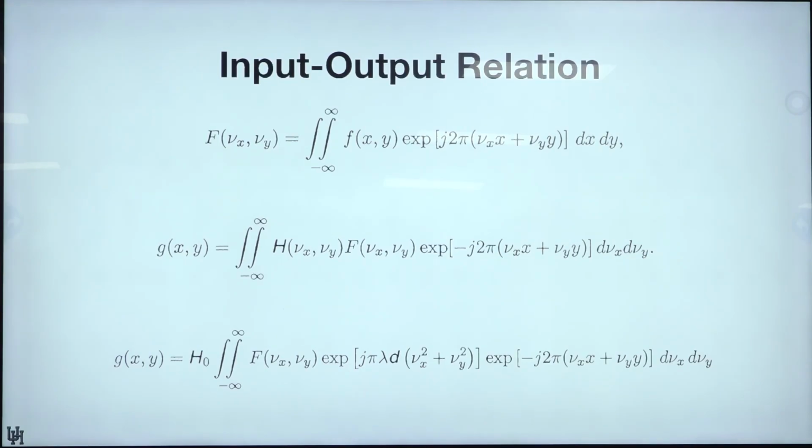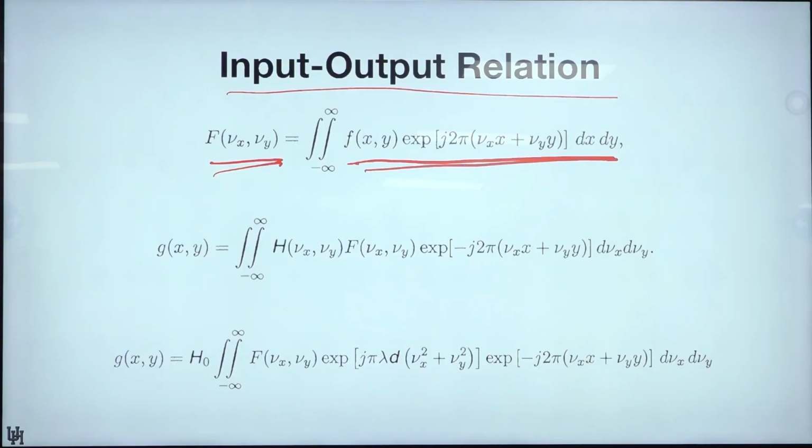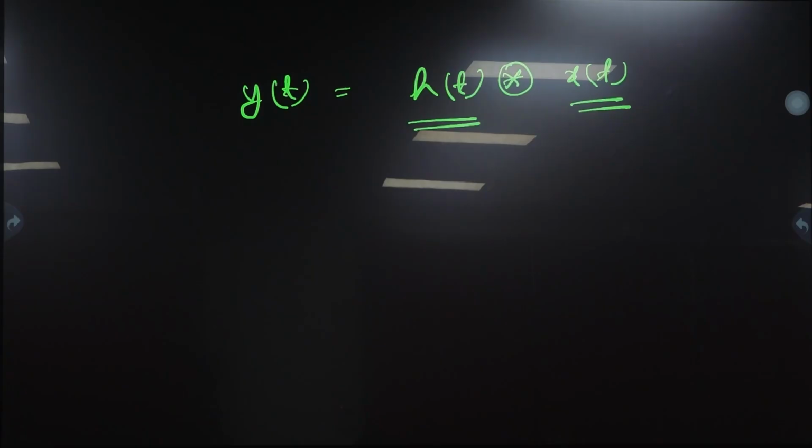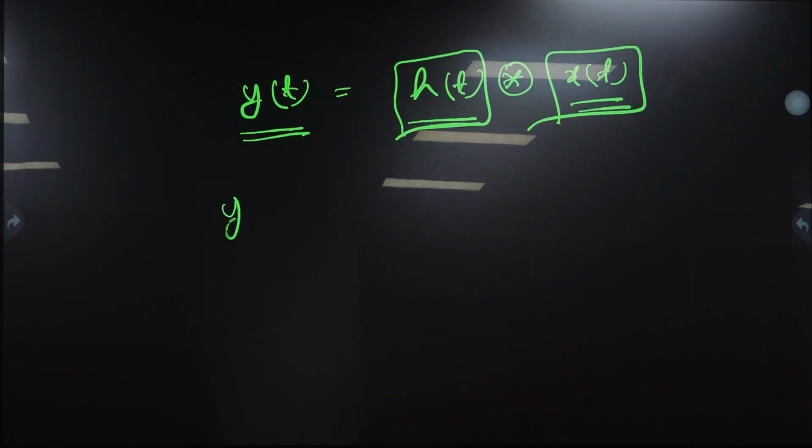So f of nu x, nu y is the Fourier decomposition of this plane wave. Whenever you think of linear systems, if you know the signal and it goes through a system, how do you find the output? In one dimension, if you remember your linear systems, y of t equals h of t convolved with x of t. If x of t is the input and h of t is the impulse response, then the output is the convolution of the input with the impulse response. Similarly, in two dimensions, y of x, y is the convolution, the two-dimensional version of that.